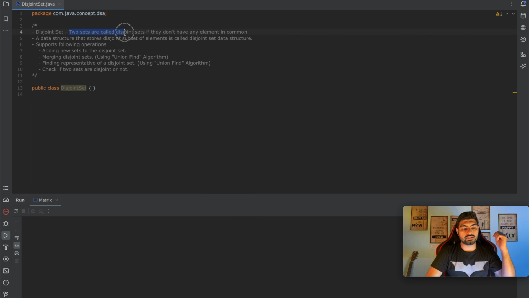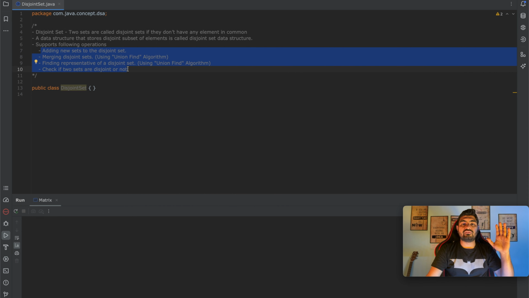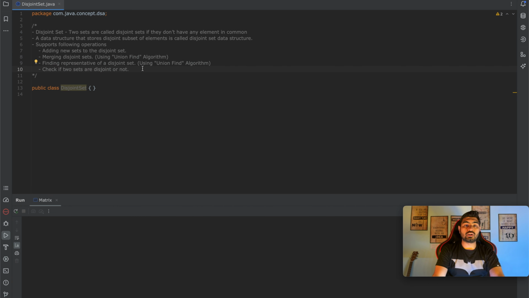I have explained what a disjoint set is. A data structure that stores disjoint subsets of elements is called a disjoint set, and the operations that we support here. That was a very brief introduction on disjoint set. Although there is a lot to explore in that area, and also a lot of problems to solve through this data structure, and that we are going to explore in some different video. But that's all as part of this video.